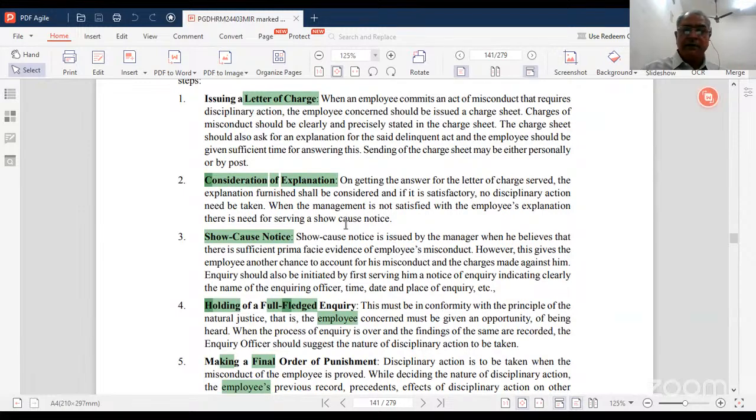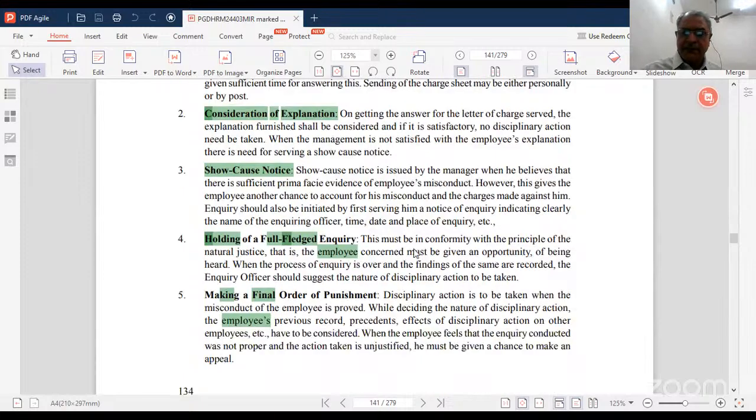So again, we will have to give a notice to them. Why can you not be punished? Why can punishment action not be taken against you? Like the show cause notice, even at this stage the employee can give sufficient information. Then holding of a full-fledged inquiry.